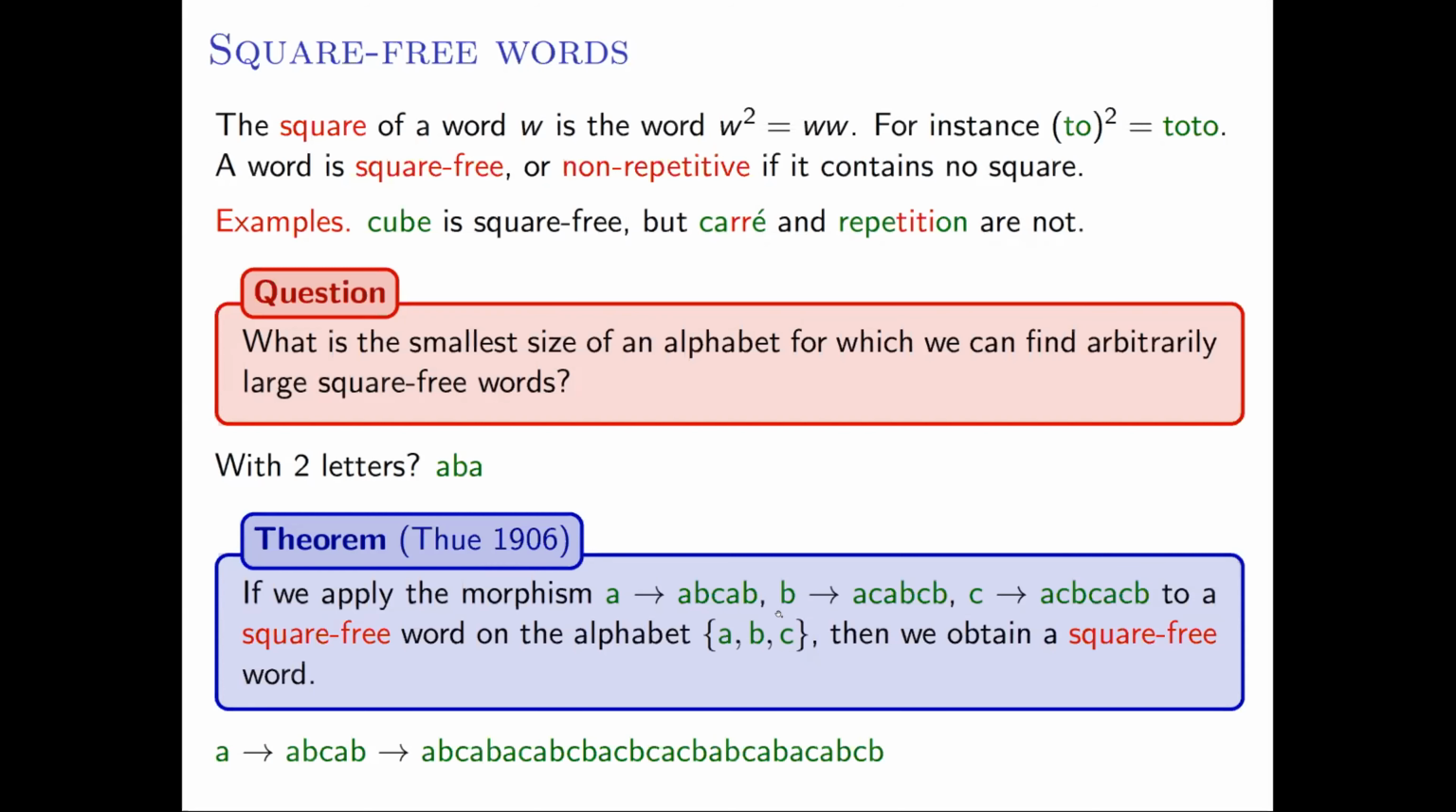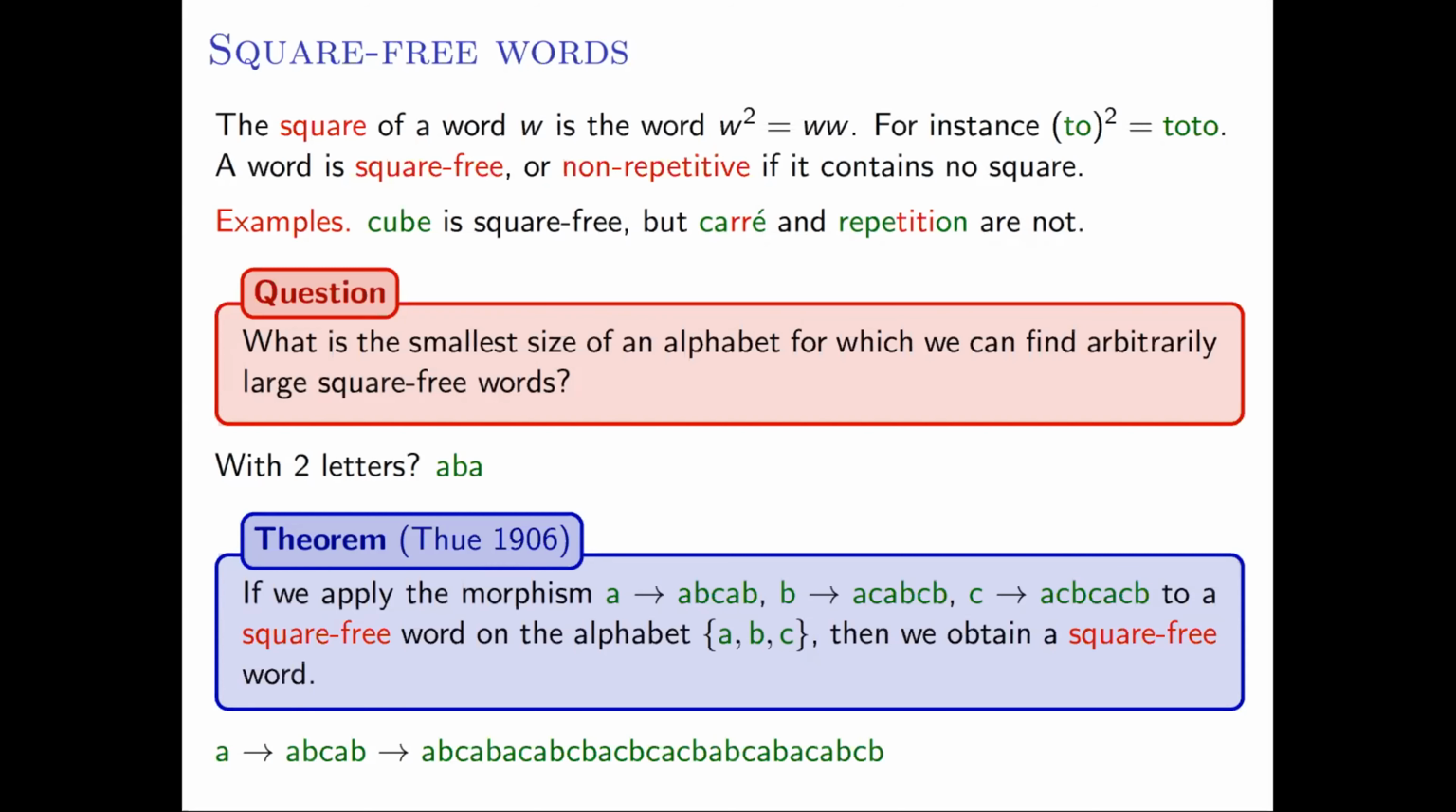And what Thue proves is that if you start with a square free word and apply this morphism, the new word is also square free. So this gives you a way to build arbitrarily large square free words. And you can check that every word is a prefix of the next word. So what you do is actually build an infinite square free word. Okay, so that kind of solves the question.